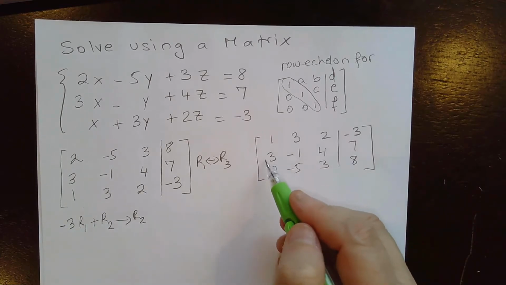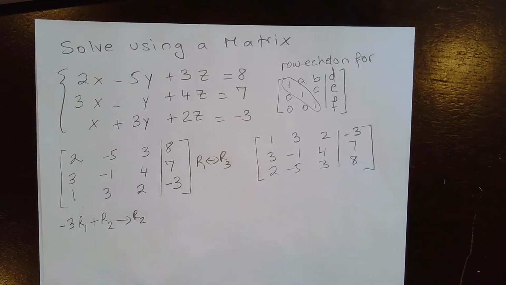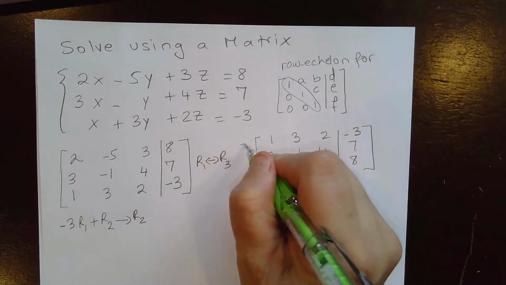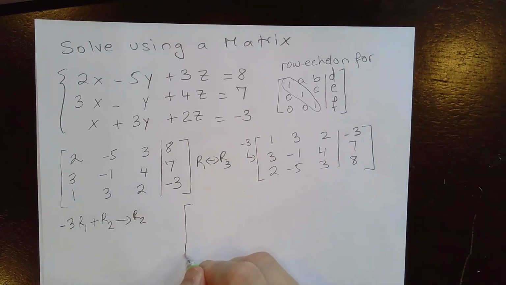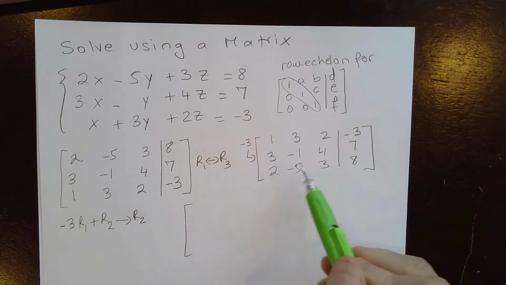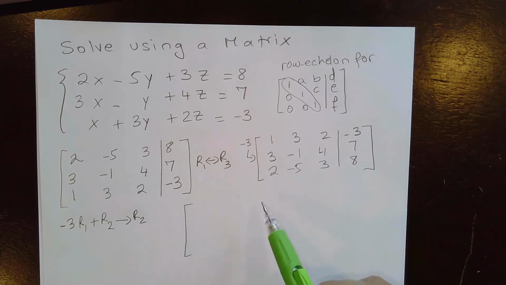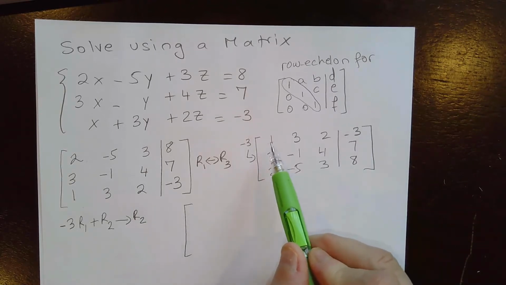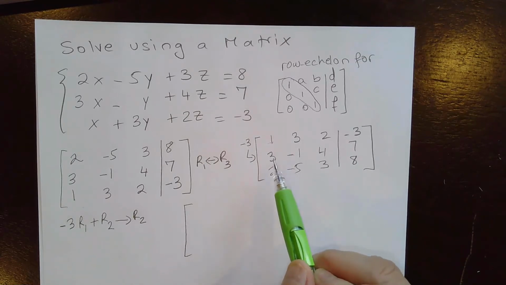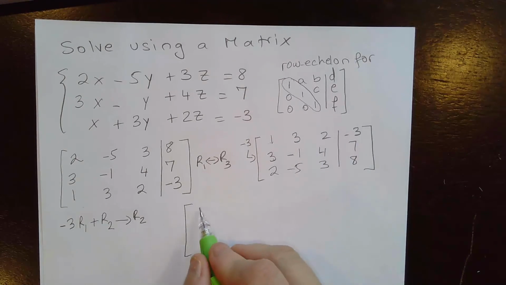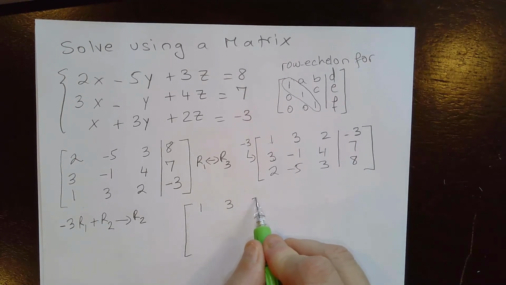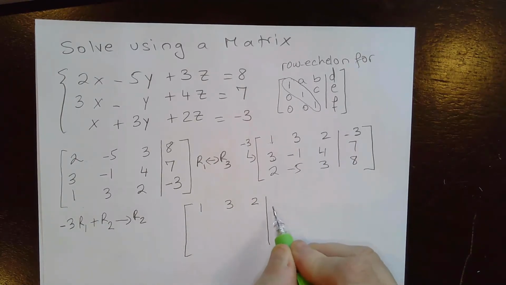Oh, sorry, this is negative 3. The opposite of whatever term you have here. Opposite of 3 is negative 3. So this is the same as writing like this. And this way we'll change row 2 and we'll make this 0, because negative 3 times 1 is negative 3, negative 3 plus 3 is 0, and this will be replaced with 0. First, let's write the first row. The first row is not changing. 1, 3, 2, negative 3.